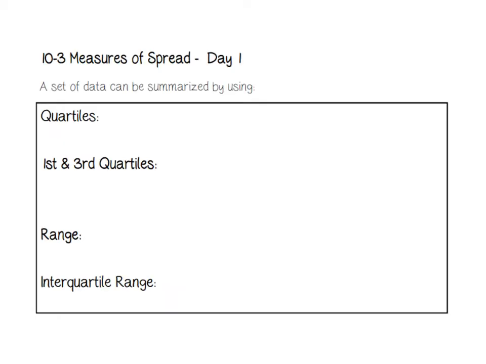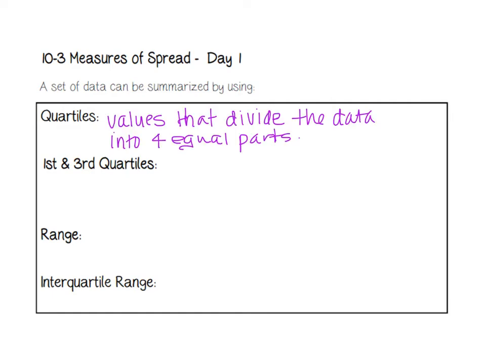Okay, when we're talking about measures of spread, we're talking about how we can summarize our set of data. So we can do that in a couple of different ways, and one of them is quartiles. And these definitions I'm going to give you are the short, down and dirty ones. The long ones with all the technical words are in the book. So quartiles are values that divide the data into 4 equal parts. If you look at the prefix quart, Q-U-A-R, you know that from quarter, you know that from a lot of stuff, that Q-U-A means divide into 4.